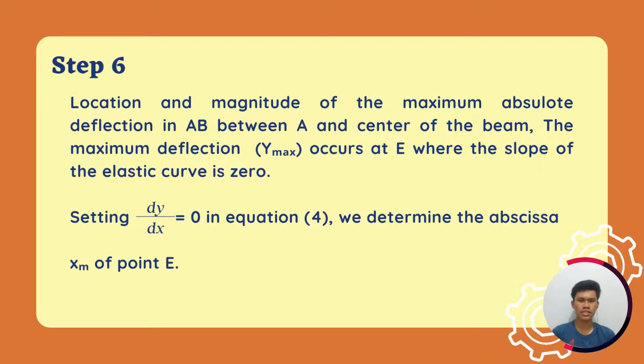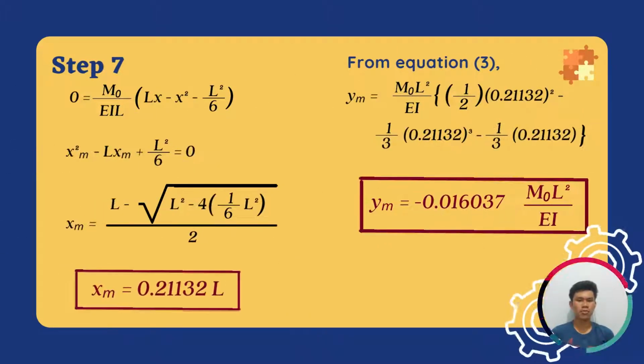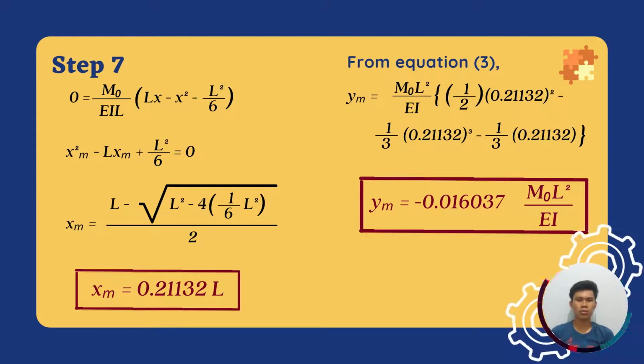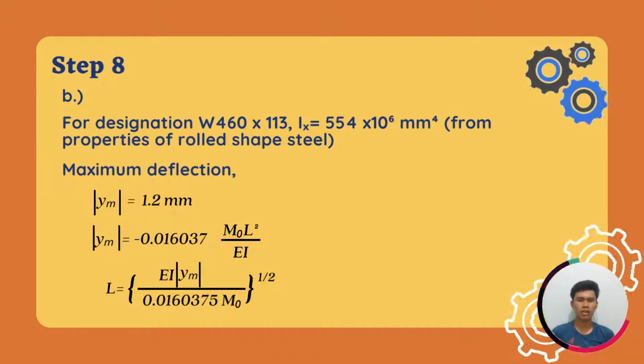Since in A, we are asked for the location and magnitude of the maximum deflection in AB between A and the center of the beam, we set dy over dx equal to 0 in equation 4. By solving for the maximum value of x, or the x sub m, we get 0.21132 L. Then from equation 3, we can get the maximum value of y, or y sub m, which is negative 0.016037 M sub 0 L squared over EI. So for B, we are going to find the maximum allowable length L.